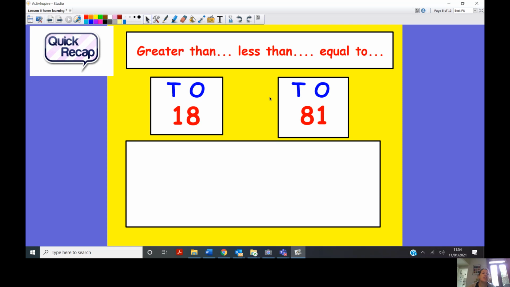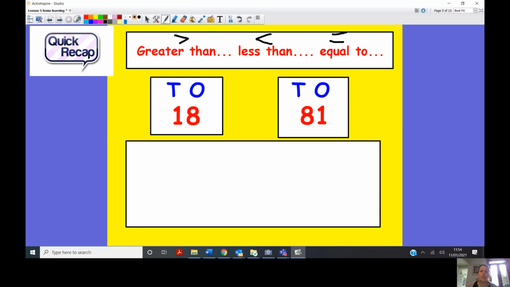Now, if you remember, in Year 2 we looked at this and we had a friend, our hungry crocodile. I wonder if you can remember what the rule was with the hungry crocodile. The hungry crocodile always wants to eat the bigger number. So I'm just going to put our signs up here. The hungry crocodile always wants to eat the bigger number.